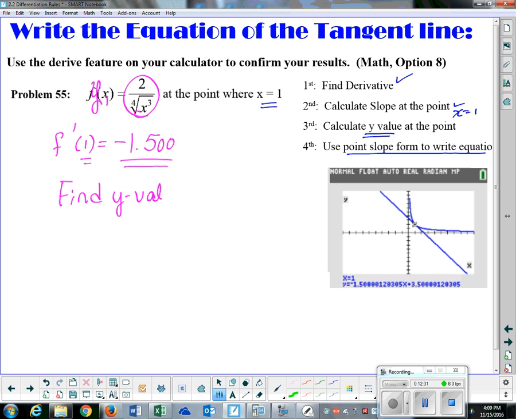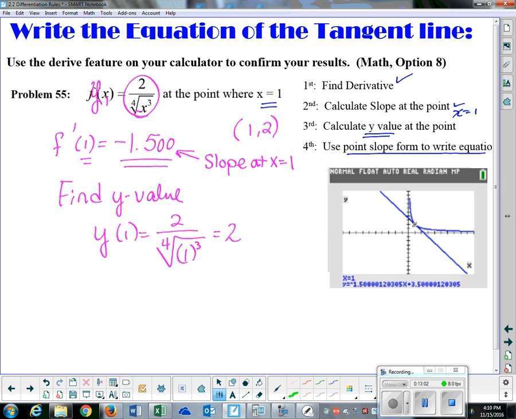We could do this in the calculator, but for this one, it's pretty easy, isn't it? y of 1 is going to be 2 over the 4th root of 1 cubed. Well, 1 cubed is 1 and the 4th root of 1 is 1, so our y value is 2. So we have this ordered pair of (1, 2), and I know my slope when x equals 1.